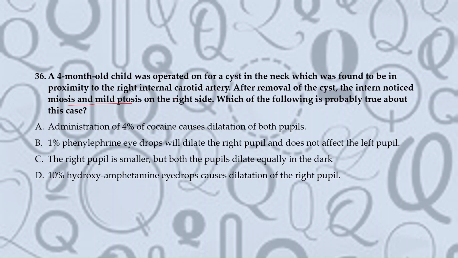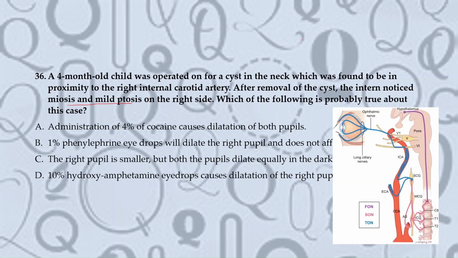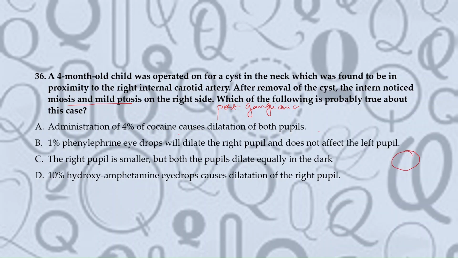So let's go back to our drawing and see where our lesion can be. They are saying that there was a cyst in the neck which is very close to the internal carotid. So we are probably dealing with a third order neuron or a postganglionic injury. Okay. So what happens in postganglionic injury? Will cocaine help? No. It will cause dilatation only of the normal eye. So this is wrong here. It cannot be both eyes.